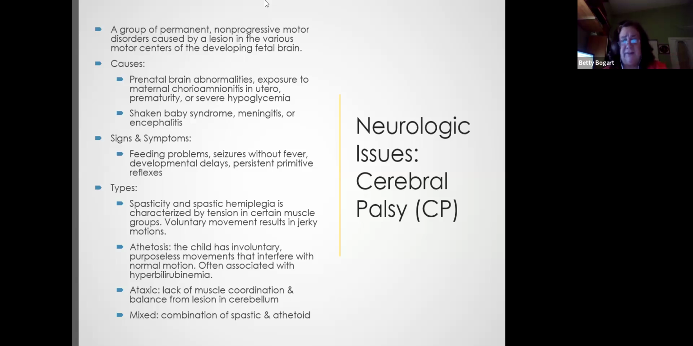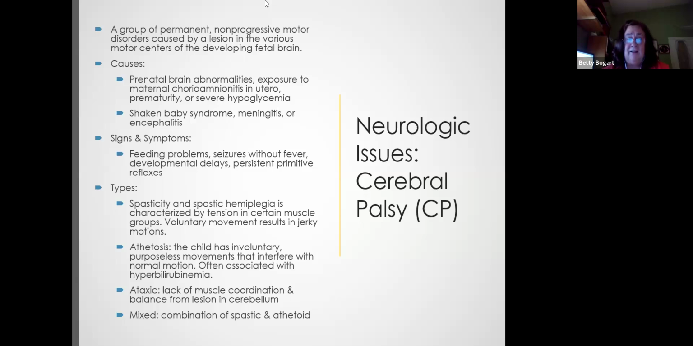Now, athetosis is when the hands get in these positions. They're involuntary, purposeless movements. They go to grab something, but their hands just go the wrong way and they can't use them. It's purposeless movements. Sometimes we see athetosis when they have high bilirubin, hyperbilirubinemia, right after birth.